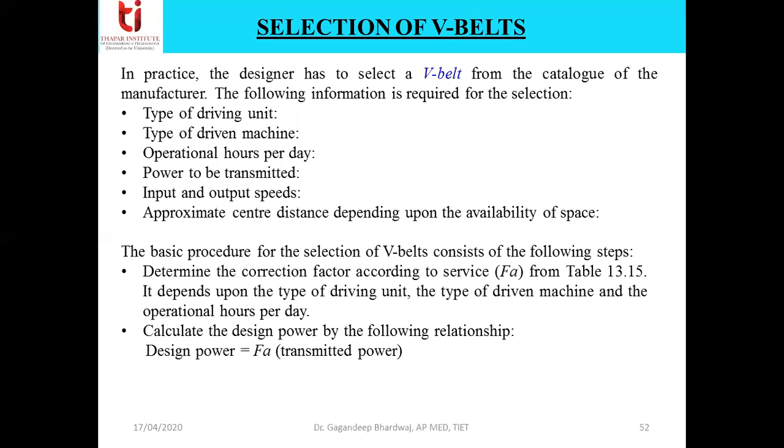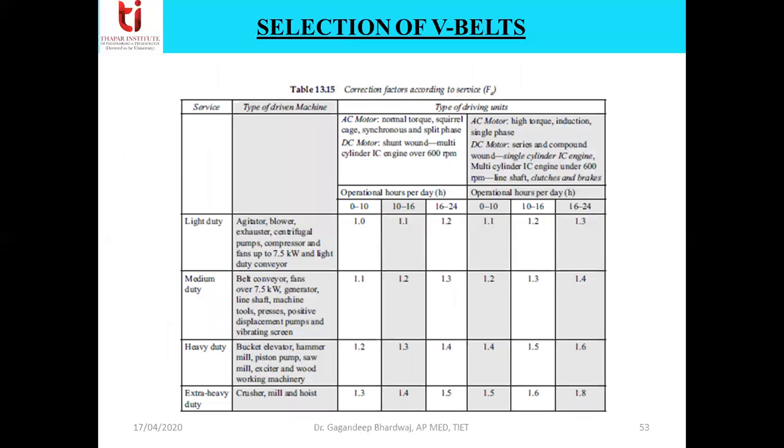The basic procedure for the selection of a V belt consists of the following steps. First of all, in the first step, you have to determine the correction factor according to service, whether your machine is used for 8 hours, 12 hours, 16 hours or 24 hours, and the type of driving and driven unit. According to that, you will select the correction factor FA. Then calculate the design power by the following relation: transmitted power is given and FA is taken from the table. From that you can calculate the design power.